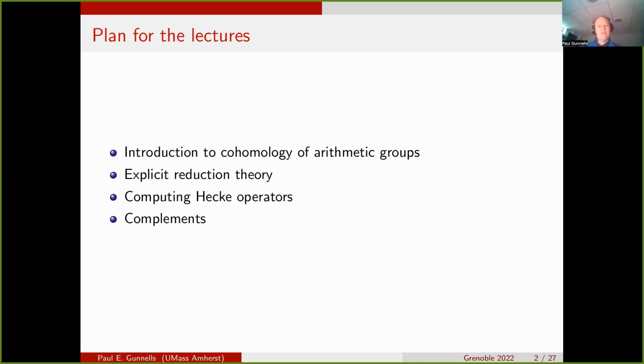And then finally, since these lectures are in France, I think everything has to have a section called complements, although I don't think that's how you say it, but I think that means anything I want to do. So I'll reserve that for later, and hopefully we'll see how it goes when we get there.